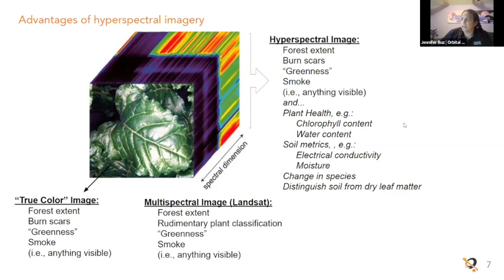You can really start to get at chlorophyll content, water content, soil metrics, such as the electrical conductivity of the soil, the moisture of the soil. You can look at how species change with time, and you can do things like distinguishing just what's brown. It could be soil, or it could be dry leaf matter that's susceptible to burning.